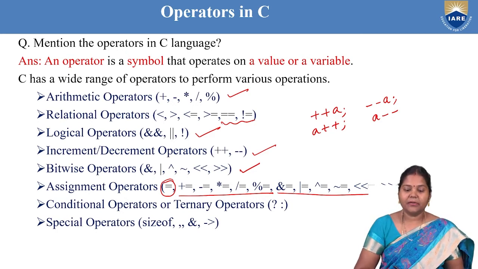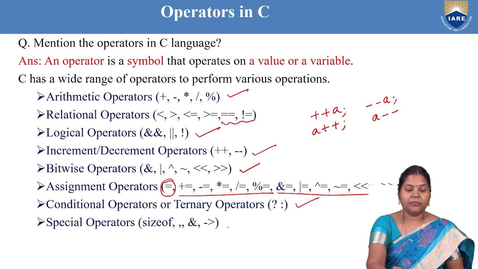Then the next category of operator is called the conditional operator or ternary operator. Whenever you want to test a condition and take a decision based on it, this is a substitute for if-else conditions in C programming.